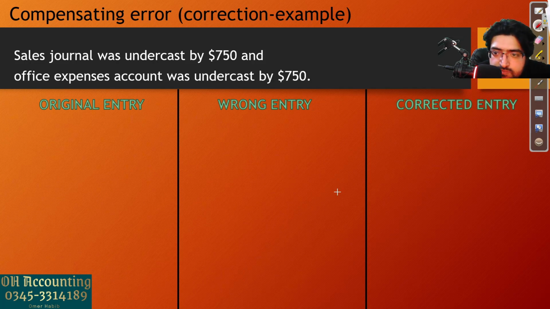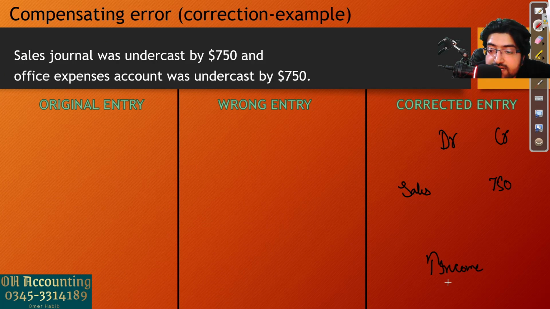Sales journal was undercast by 750. It means sales journal was recorded 750 less than it should have been. So to fix that, you will record 750 in the account of sales. Sales is an income. When incomes increase, we record them on the credit side. So we are increasing sales by 750.